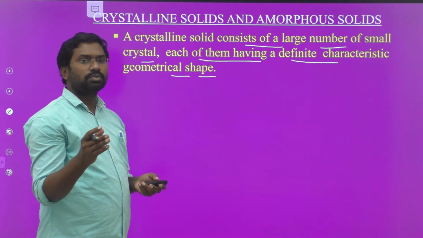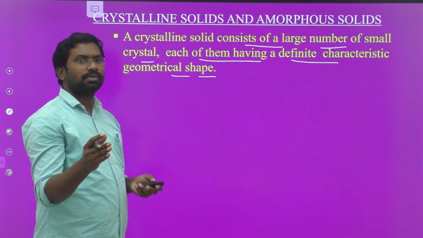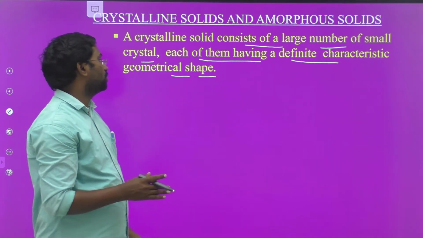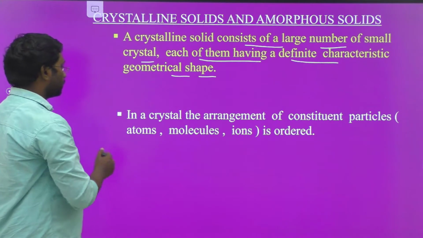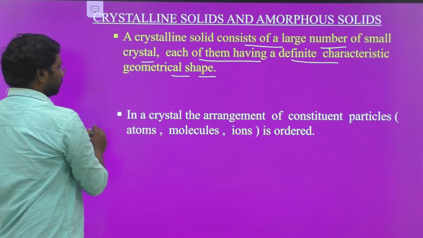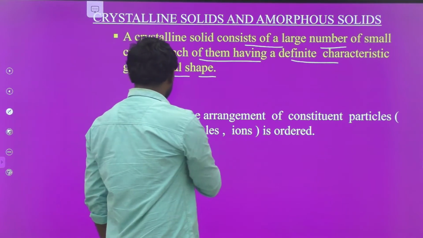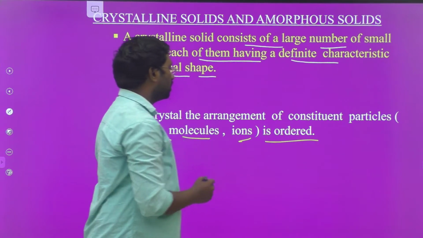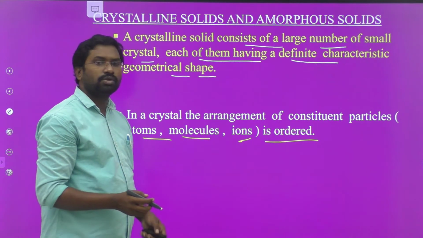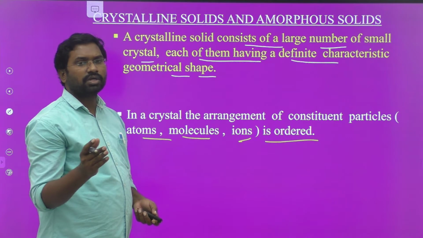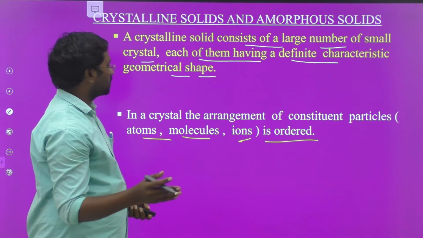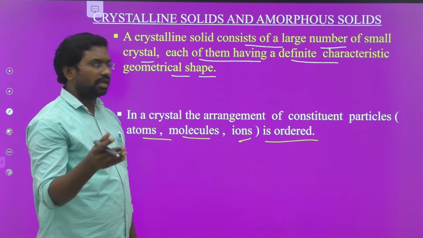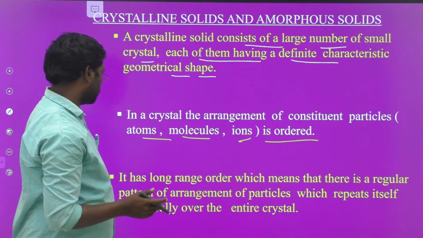The constituent particles present in a given crystalline substance have a particular geometrical shape. In a crystal, the arrangement of the constituent particles, atoms, molecules or ions, is ordered. Order means the constituent particles like atoms, ions or molecules in a given crystalline substance are in an orderly arrangement. There is a particular order of arrangement of the particles in crystalline solids.